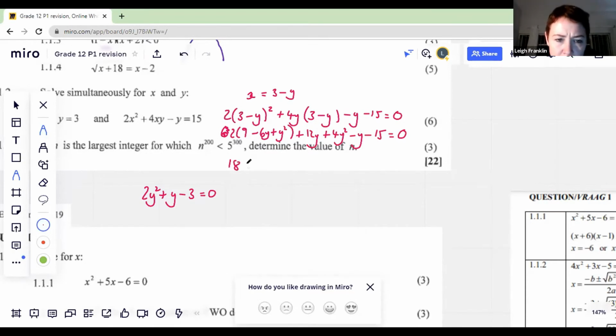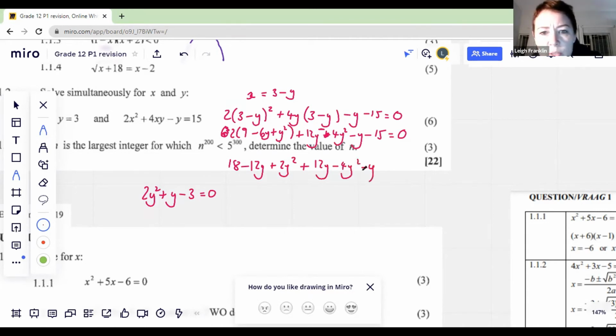Ma'am, you multiplied 4y times negative y. It's supposed to be negative 4y squared. Quite right it is. Thank you very much. Okay, so that would have given us 18. Then it would have been minus 12y. Then it would have been plus 2y squared. Then plus 12y minus 4y squared minus y minus 15 equals 0.